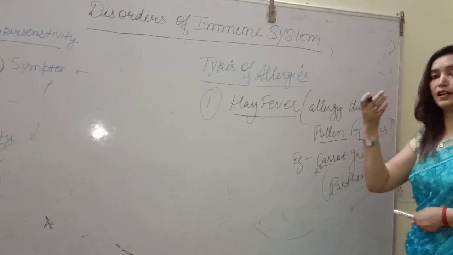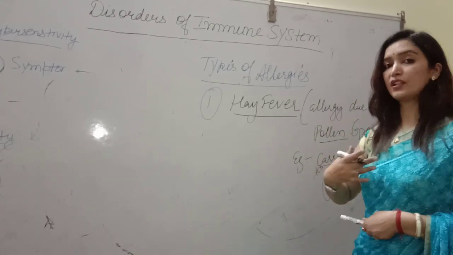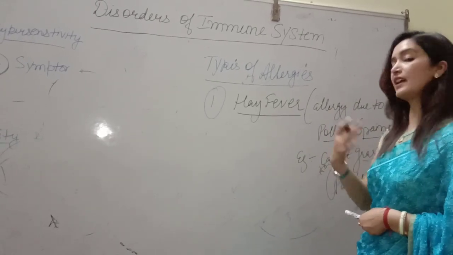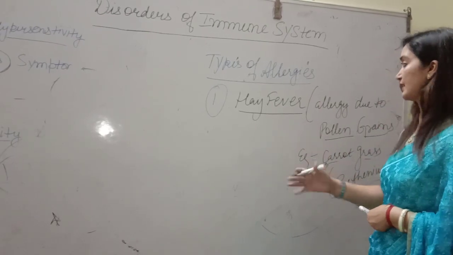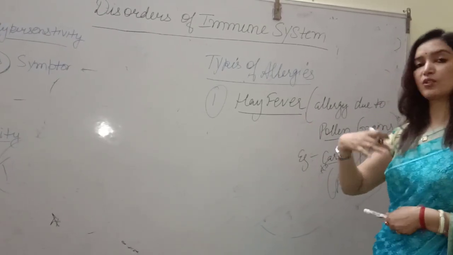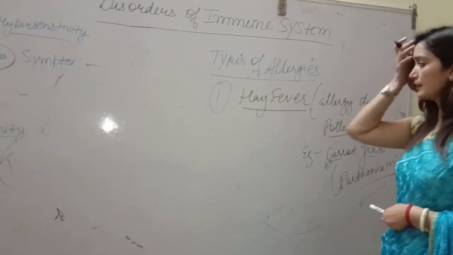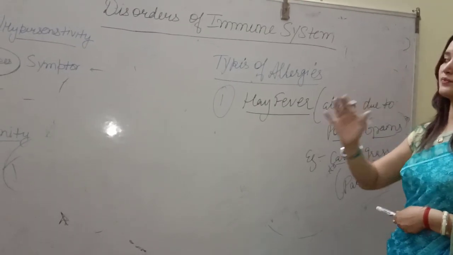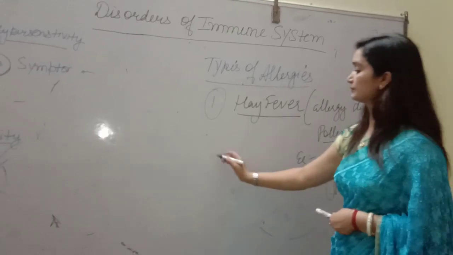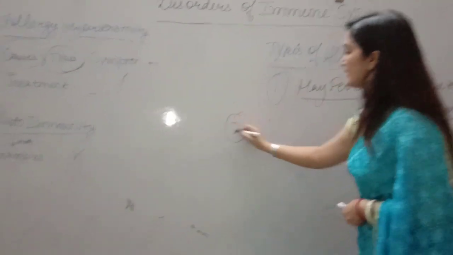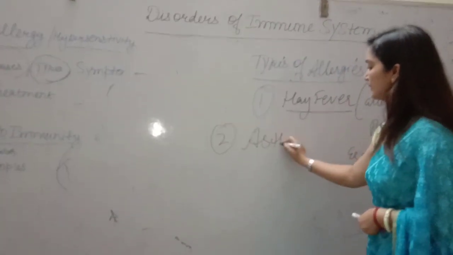So different plants are there that have allergic pollen grains. That may also differ from person to person. This is called hay fever. It may cause sneezing, running of nose and watery eyes and all that. So these are some basic symptoms. We will discuss it later. Next we are coming to the second type, that is asthma.